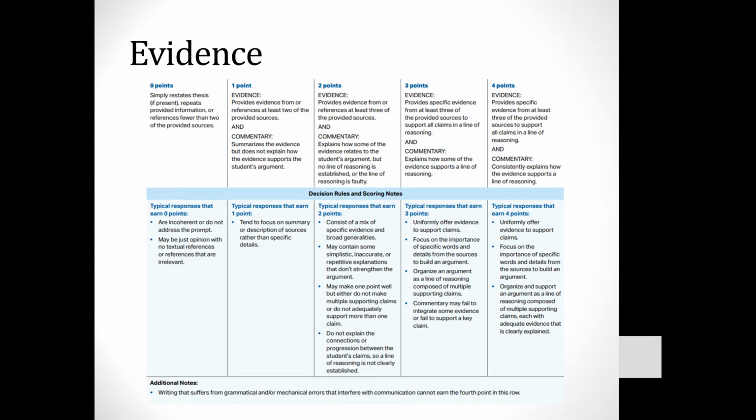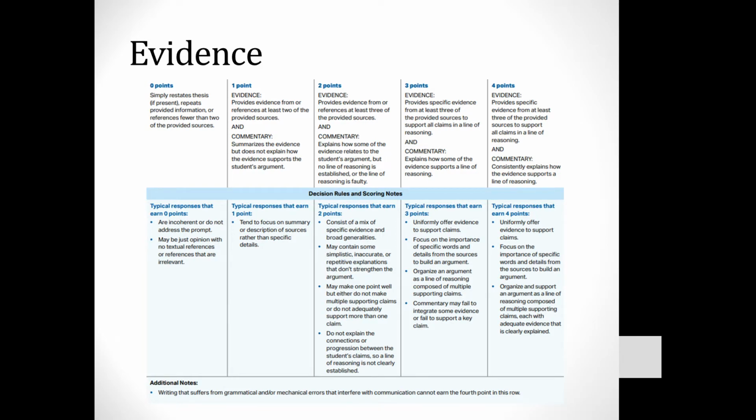Number 2, focus on the importance of specific words and details from the sources to build an argument. This one is based on close reading. So your evidence can't just be, oh yeah, they said this in this source. It's kind of like, yeah, I believe you, but is there anything specific in that source that you want to pull out? Quotes, data, a better paraphrase of the author's point of view. We want that in your essay and the body paragraphs there.